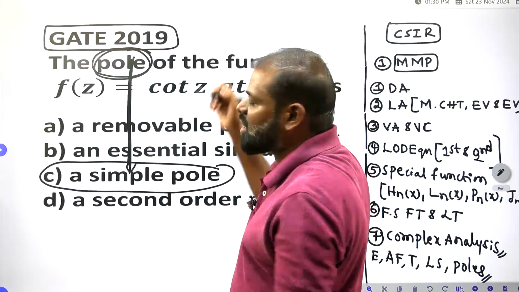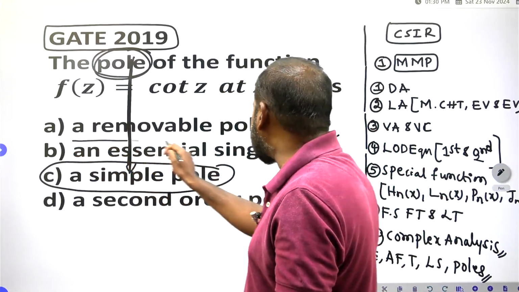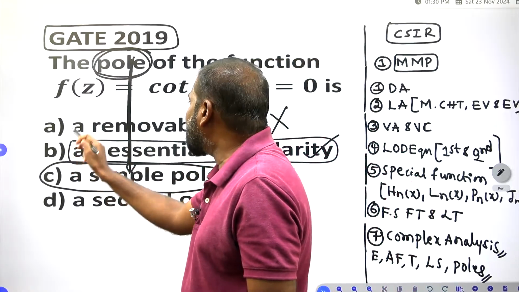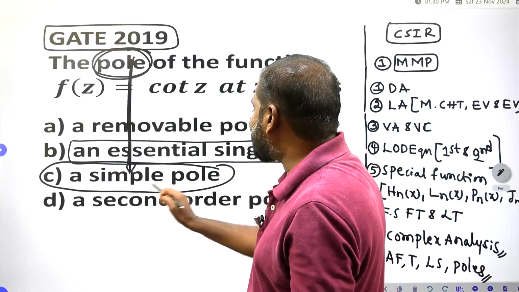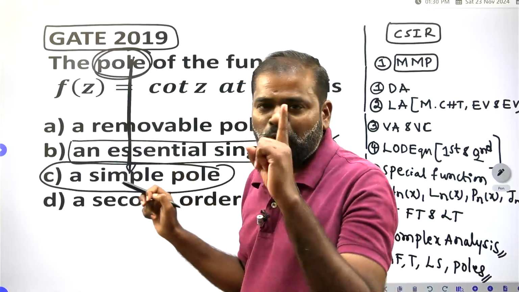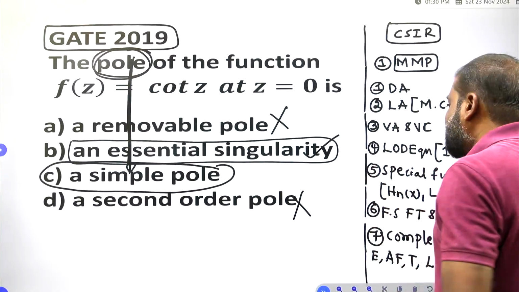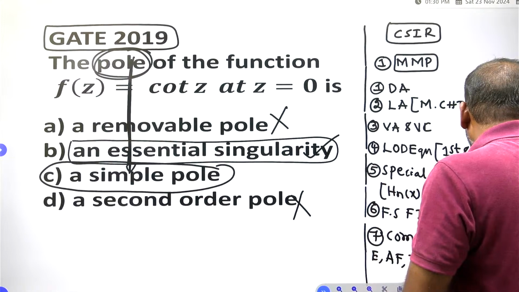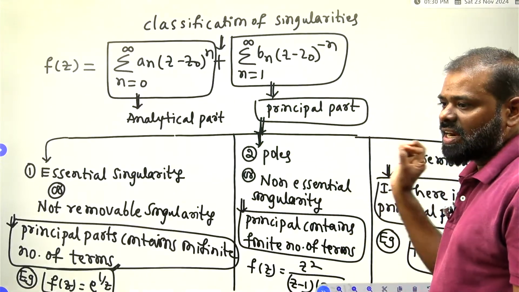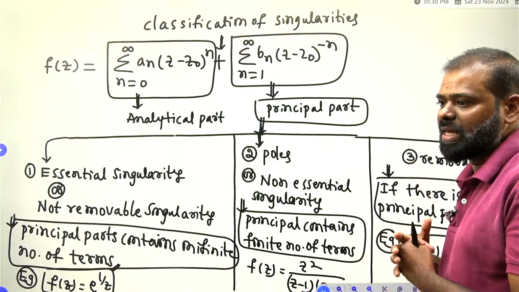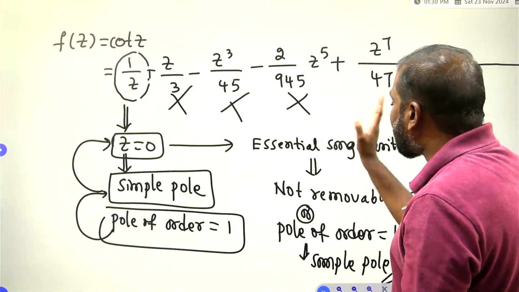In the GATE examination, multiple answers can also be correct, right? Essential singularity is also correct, but they are not asking the singularity. They are asking the pole of the function. Pole of the function is simple pole, that is, pole of order equal to 1. Clear? Like this we have to do in competitive examinations. So please remember this classification of singularity. What is a singularity? If the denominator becomes 0, such a function we call a singular function.